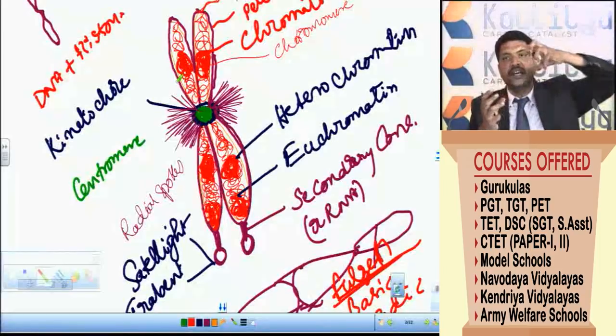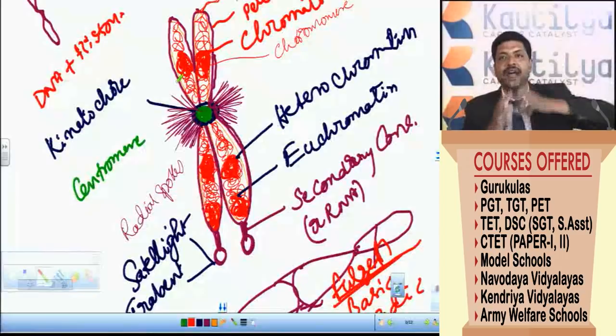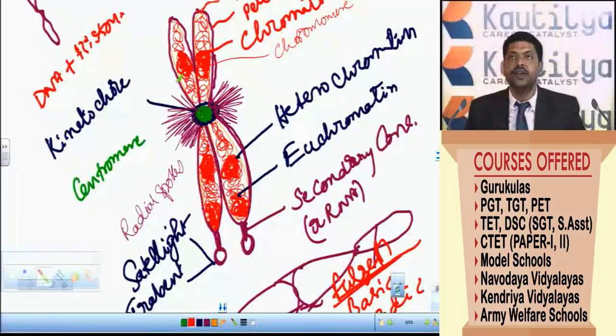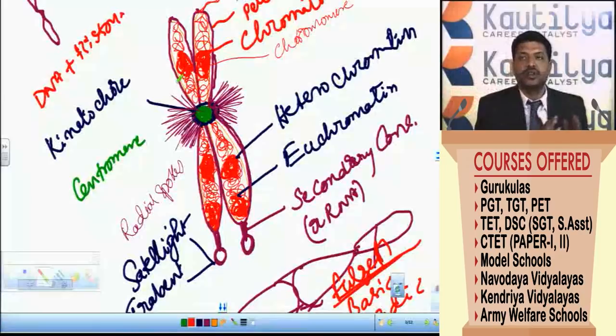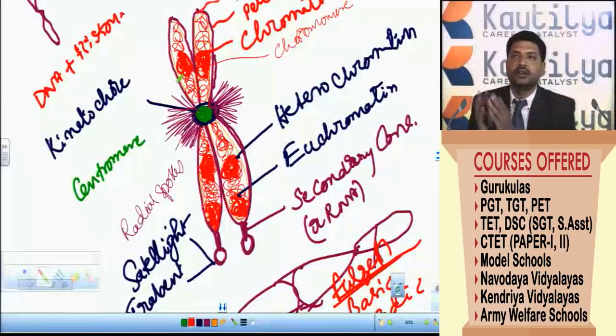Loosely arranged DNA is known as euchromatin. Tightly packed DNA is known as heterochromatin. Euchromatin has active genes. Heterochromatin has no active genes. Euchromatin is loosely packed. Heterochromatin is tightly packed. Euchromatin will take less stain. Heterochromatin will take more stain. Euchromatin is transcriptionally active. Heterochromatin is transcriptionally inactive.